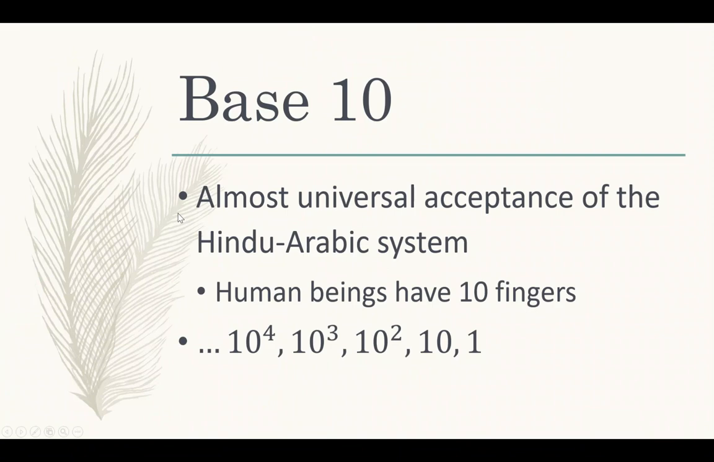Base 10 is the most universal. The Hindu-Arabic system is found pretty much throughout the world. A lot of it is the concept that people generally have 10 fingers. And so when we use base 10, we have 10 to the 4, 10 to the 3, 10 to the 2, 10 to the 1, and 10 to the 0, which is 1.